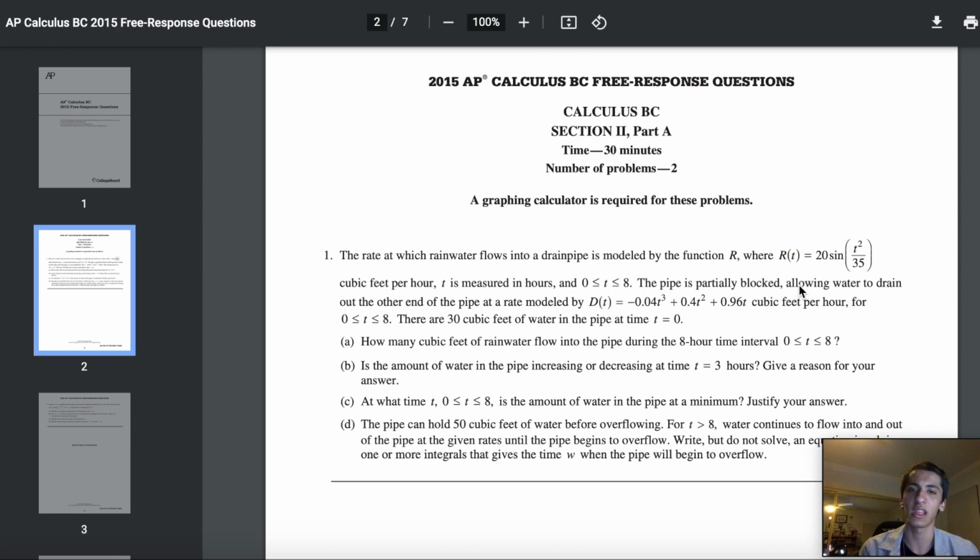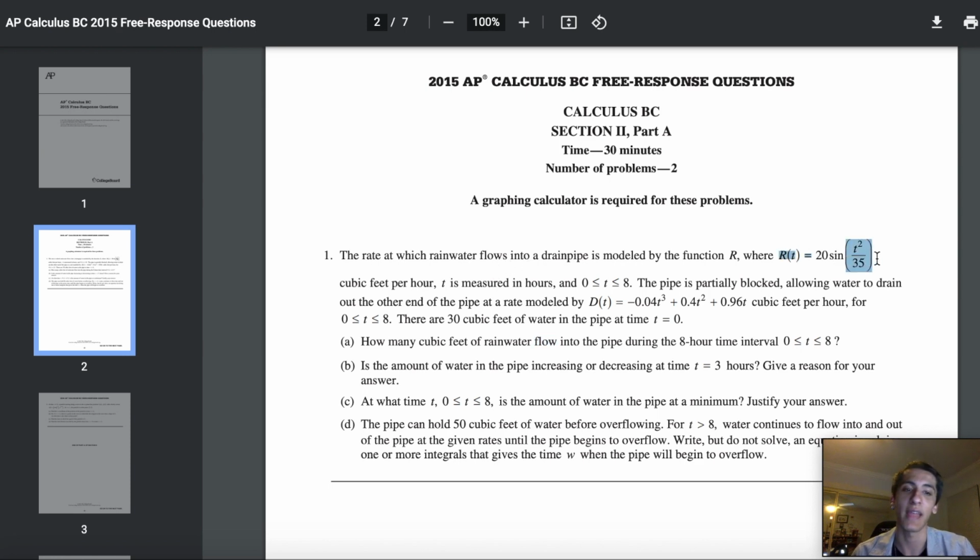I think some of the important things to take note of in the question is that r of t, this function here, is into the pipe, whereas d of t, this function here, is out the other end. So we have an in function and an out function. Notably, these are rates. That's not the amount of water itself, but rather the rate at which water is coming in or out. So when we're asked how many cubic feet of rainwater flow into the pipe during the 8-hour time interval, it's not asking how much water is there, it's asking how much water has gone through. So it doesn't matter how much goes out, but only how much goes in.